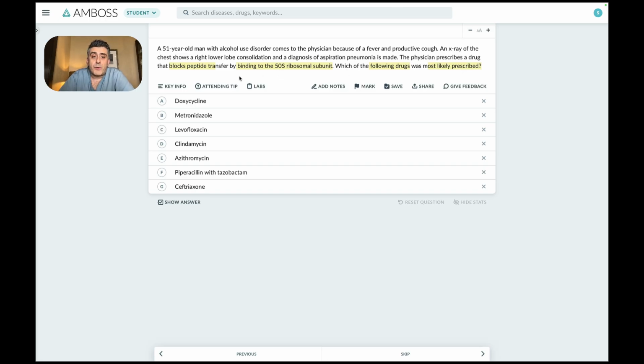At the same time now, you can go top to bottom and eliminate, but I will go to the top and read the whole scenario just to make sure, and then from there continue knocking out the answer choices. So a 51-year-old man with alcohol use disorder comes to the doctor, fever, and productive cough. X-ray of the chest, right lower lobe consolidation, and diagnosis is aspiration pneumo. So we're kind of lucky because they gave us a diagnosis. So points of entry, you have the MOA of the drug, and then you go to the top.